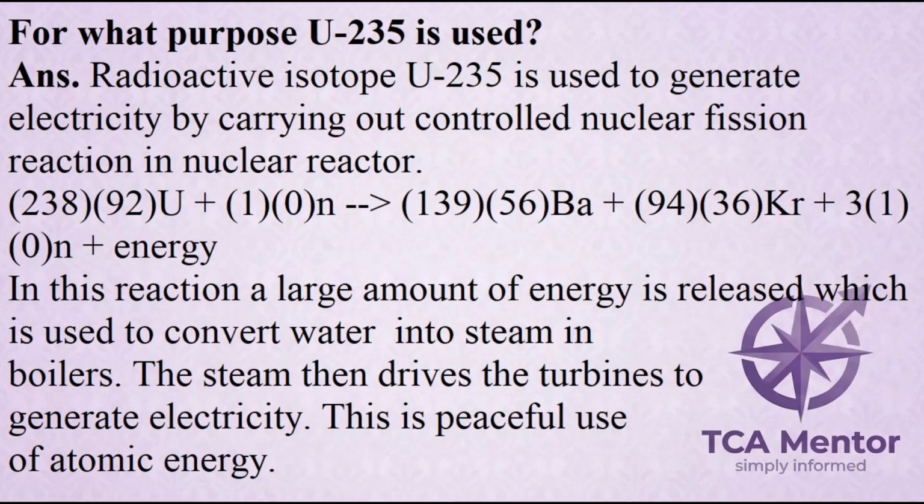For what purpose is U-235 used? Answer: The radioactive isotope U-235 is used to generate electricity by carrying out a controlled nuclear fission reaction in a nuclear reactor. U-238 (92) plus n (0,1) gives Ba-139 (56) plus Kr-94 (36) plus 3 n (0,1) plus energy. In this reaction, a large amount of energy is released which is used to convert water into steam in boilers. The steam then drives the turbines to generate electricity. This is a peaceful use of atomic energy.